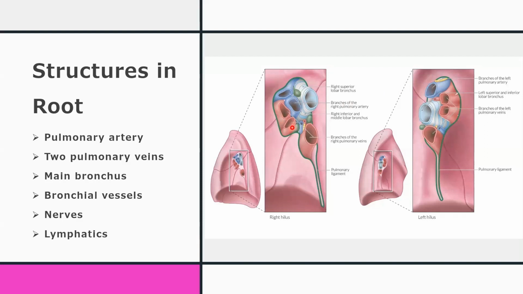Then you have the pulmonary veins. Here, these are the pulmonary veins. These return the oxygenated blood from the lung to the heart. And the pulmonary artery receives deoxygenated blood from the heart to the lungs. Then there are other small blood vessels, the bronchial vessels, and small nerves. And you can also find lymphatics in this root.